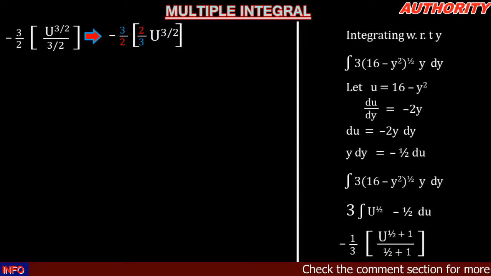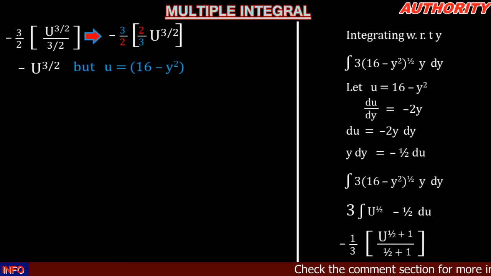So this 2 all over 3 inside the bracket, we multiply by 3 all over 2 outside the bracket. That means it's going to give you 1. Okay, good. That means we're going to be left with minus u raised to power 3 all over 2. So when we integrate, we have minus u raised to power 3 all over 2. But you see that 16 minus y squared is equal to u, right? Good. Let's replace it. That means we're going to have minus open bracket 16 minus y squared close the bracket raised to power 3 all over 2. You got it right? Good.